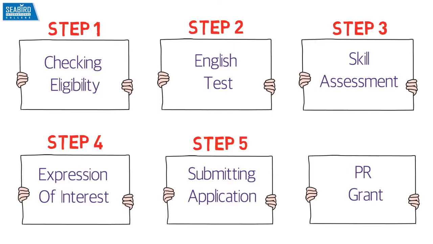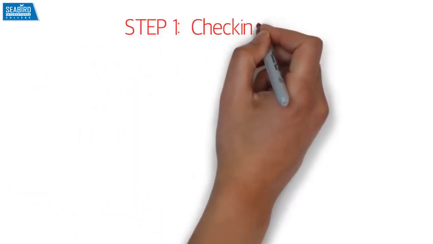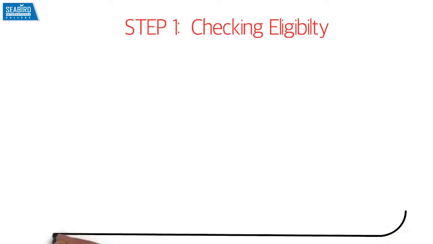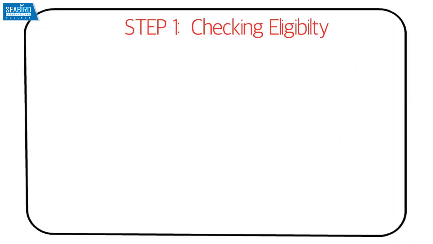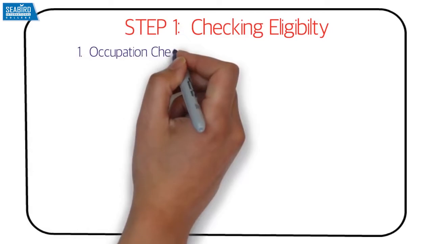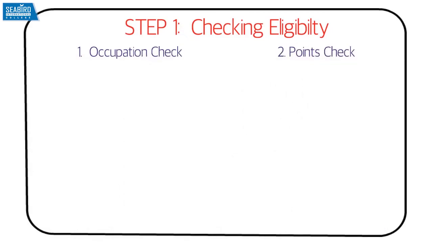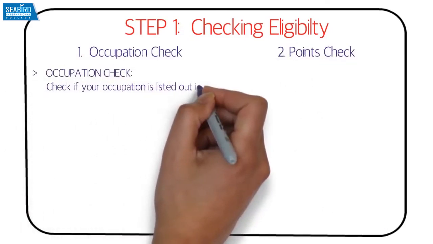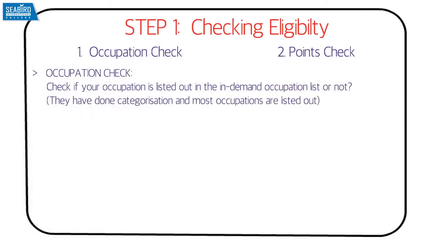Okay, now let's discuss all of these in detail. Step one is eligibility check. Checking your eligibility is the first and foremost thing which you should do, and you can do it online. There are 2 steps in it, and the first step would be occupation check. You have to check if your occupation is listed in the in-demand occupation list or not. Now they've done the categorization and most of the occupations are listed, so you don't have to worry, your occupation will be there.